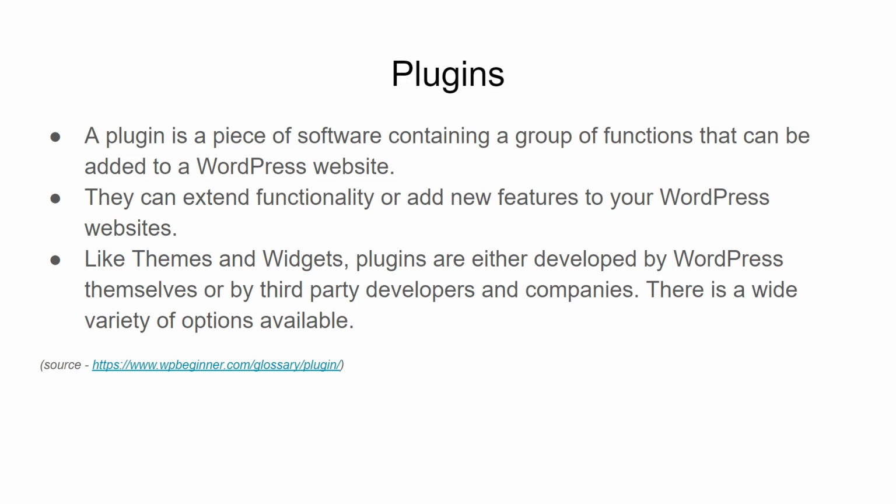Now, we've already had some exposure to themes and widgets so far. We've never actually looked at what plugins are. Plugins are a little more complex than widgets or themes. A plugin is a piece of software containing a group of functions that can be added to a WordPress website. It's like a piece of software that you add on top of an existing WordPress website, and it will give you certain added functionality. Like themes and widgets, plugins are either developed by WordPress themselves or by third-party developers and companies. There's a wide variety of options available, and they're made available for you to use on WordPress.